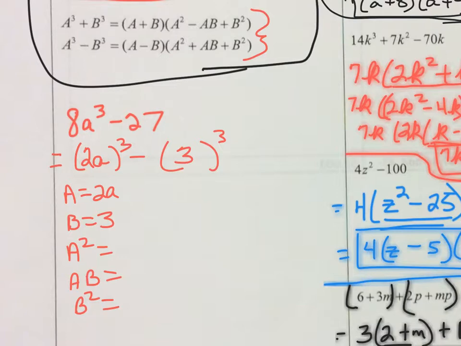Well, those things are not hard to figure out now because we know what a and b are. So if a is 2a, then a squared would be 2a times 2a, which is 4a squared. ab would be 2a times 3, which is 6a. And b squared would be 3 times 3, which is 9.